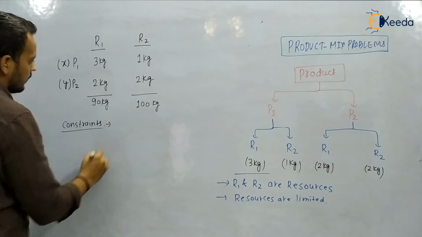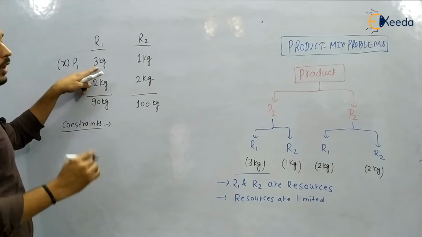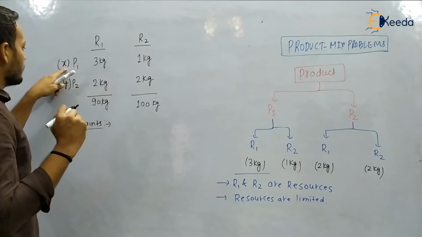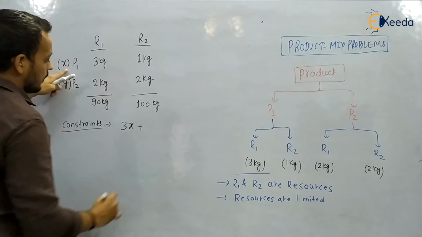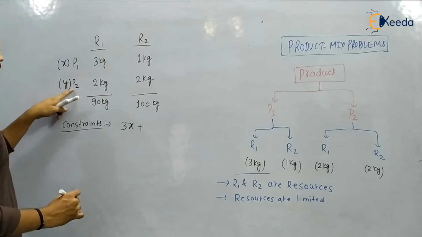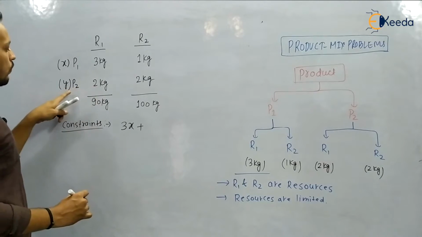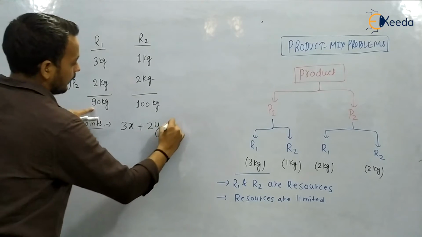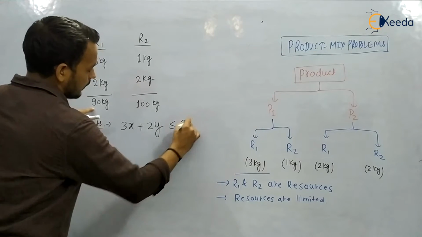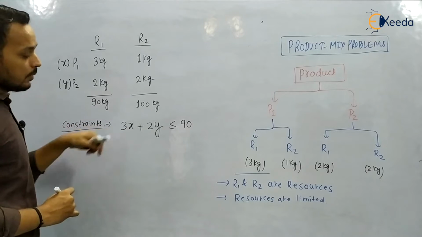We can form the constraint. See here, 1 unit of P1 requires 3 kg of R1. So x units of P1 will require 3x of R1, plus you can see 1 unit of P2 requires 2 kg of R1. So y units will require 2y, and the total R1 is 90. So we have to follow the restriction that it is less than or equal to 90. Okay, we have got our first constraint.